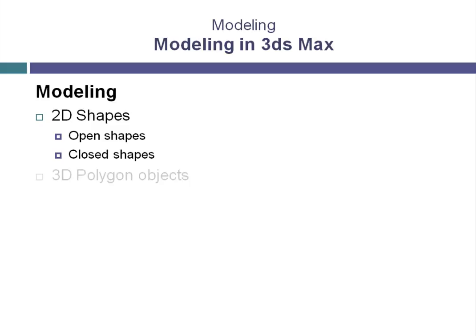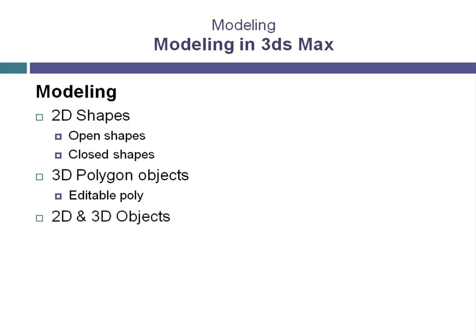Then we'll move into working with 3D polygon objects, starting out with something called editable poly. The poly modeling technique offers an extreme amount of efficiency. From there, we'll look at a combination of 2D and 3D objects to create our final 3D objects.